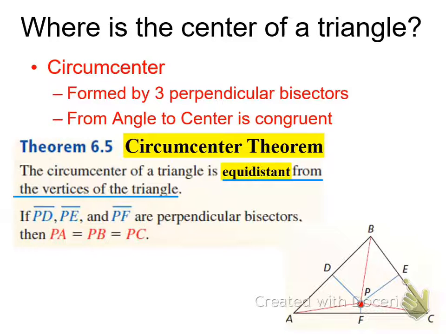So remember, what does a bisector do, y'all? It cuts something in half. So here is where a perpendicular bisector is. You've got a side of a triangle. D is the midpoint, and DP forms a right angle through the midpoint. So this is a perpendicular bisector. If you look, they've listed them here. You're going to take a highlighter and we're going to highlight the perpendicular bisectors.